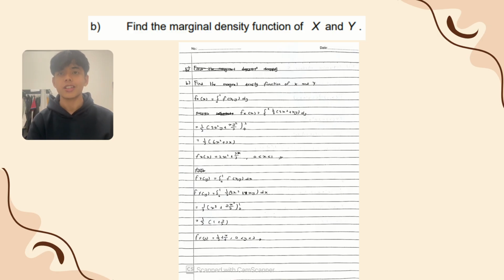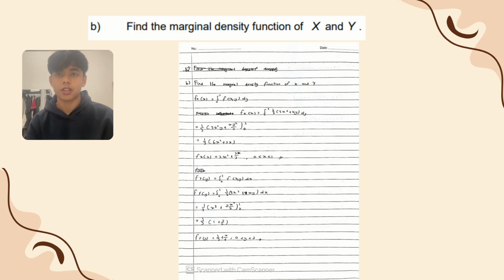So in order to find the marginal density function of x, we need to integrate the joint PDF with respect to y over its range, which is y between 0 and 2. After substituting the given joint PDF, we integrate it with respect to y. Then we need to multiply it by 1 over 3. So we already got the answer for x.